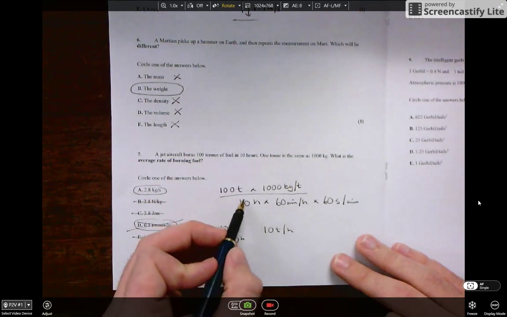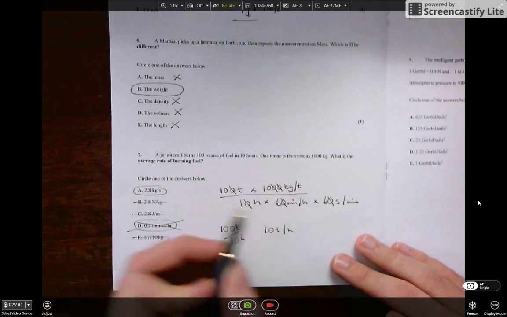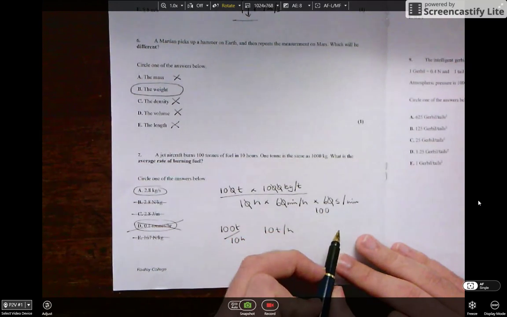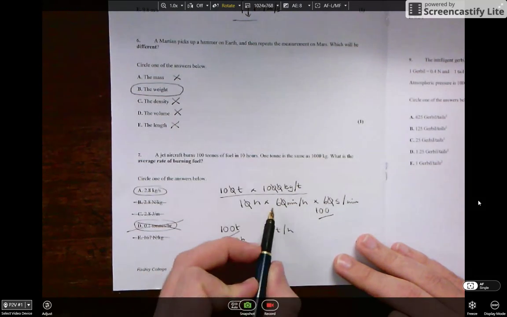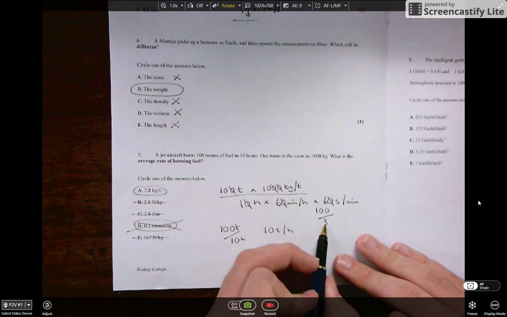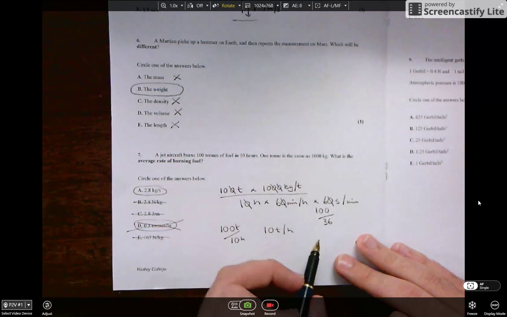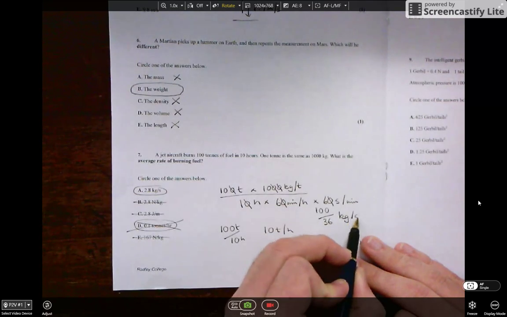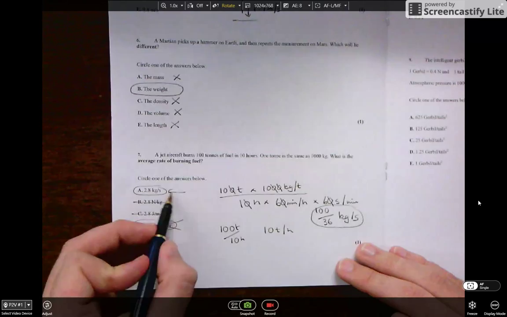I can cancel a few of the zeros, factors of 10 here. So I've got 10 times 10, so 100. 100 divided by 1 times 6 times 6. So it's 100 divided by 36. And that looks to be about 2.8, and that's going to be in kilograms per second now. So 100 divided by 36 kilograms per second, so that's about 2.8. So A here is the right answer.